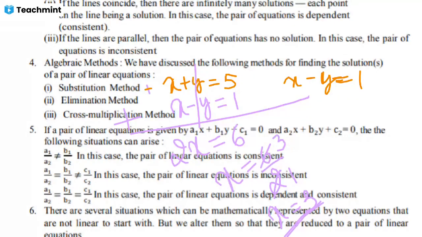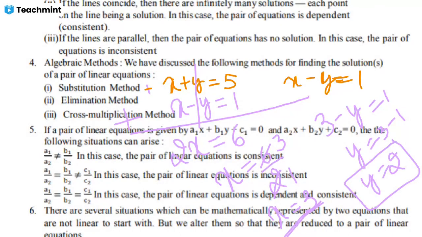Next, same thing. If you substitute x as 3, 3 minus y is equals to 1, or y is equals to 3 minus 1. So you get the y value as 2. So this is how you solve the equations by elimination method. Okay, understood this method, all of you? This is just the revision of substitution method and elimination method, by taking simple examples.